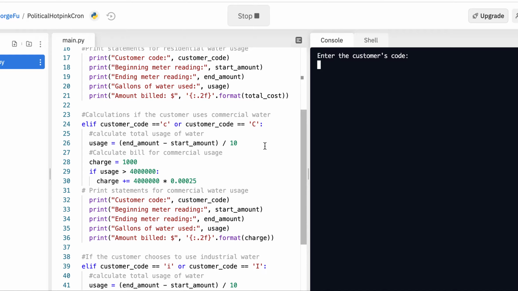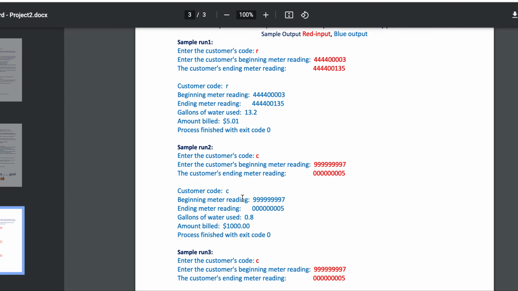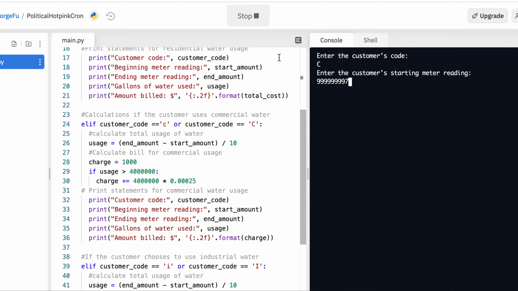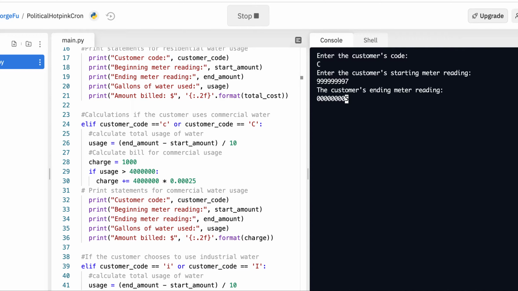But we can do a practice run for code C. So if we do a code C run, capital C, we can do the exact same thing, go to the starting meter reading. In the sample run, it's this number. So we can do the beginning meter reading. All right, and the ending meter reading is this. I think this was a typo, so there's supposed to be a 1 in front. So I'll just add that 1 in front.